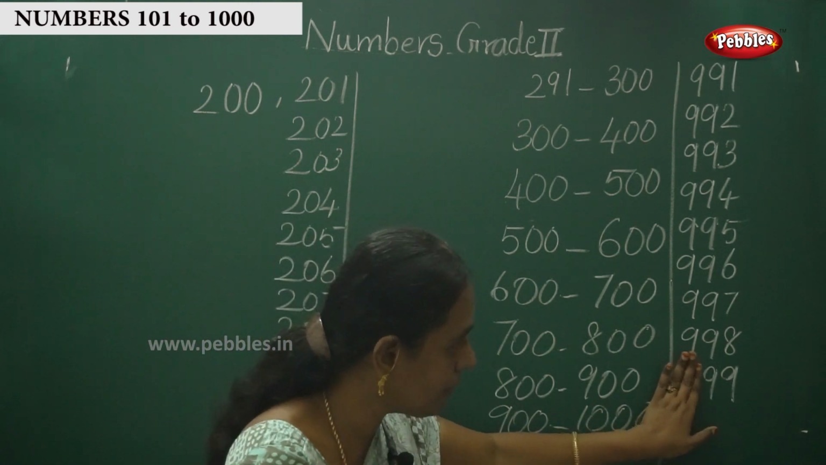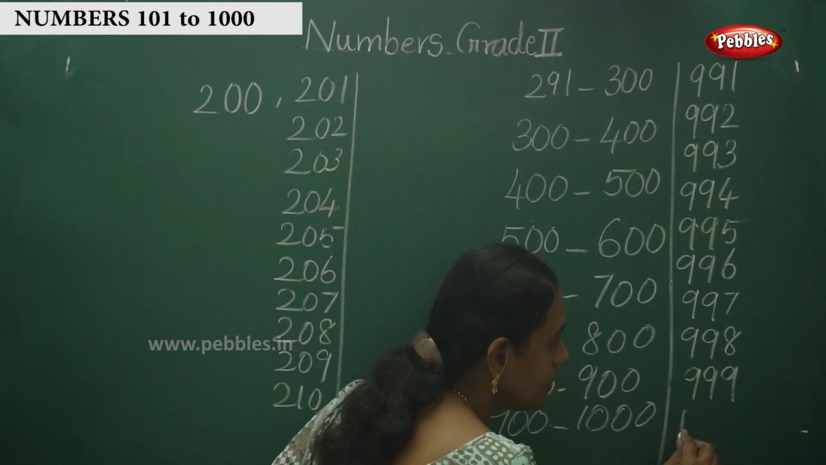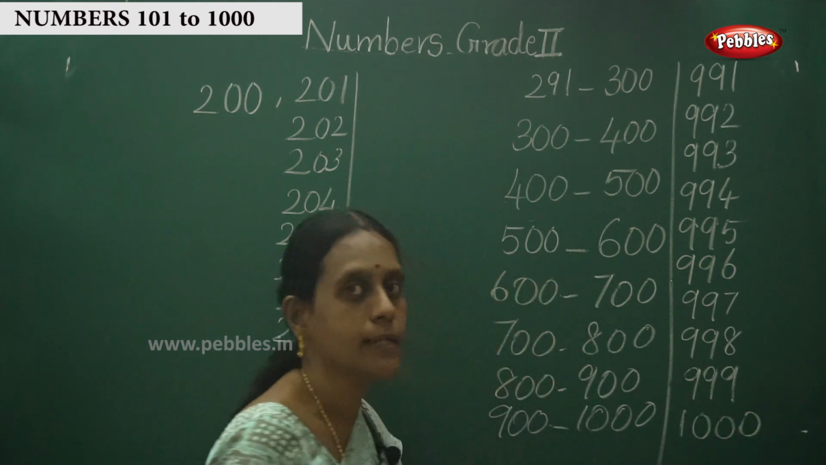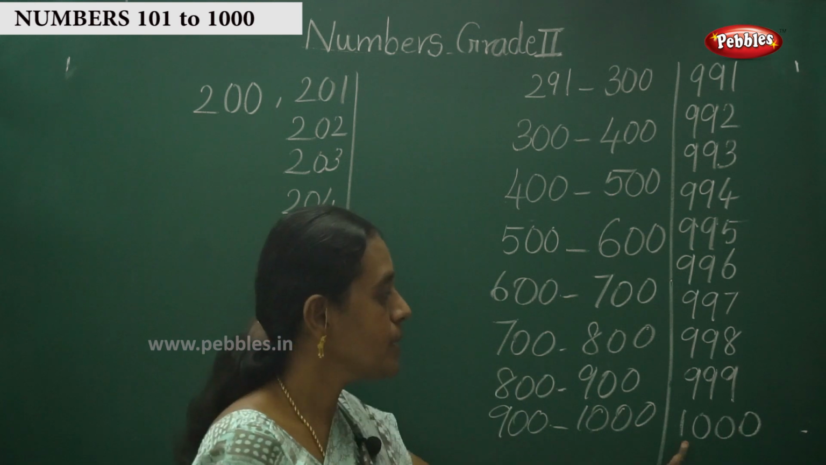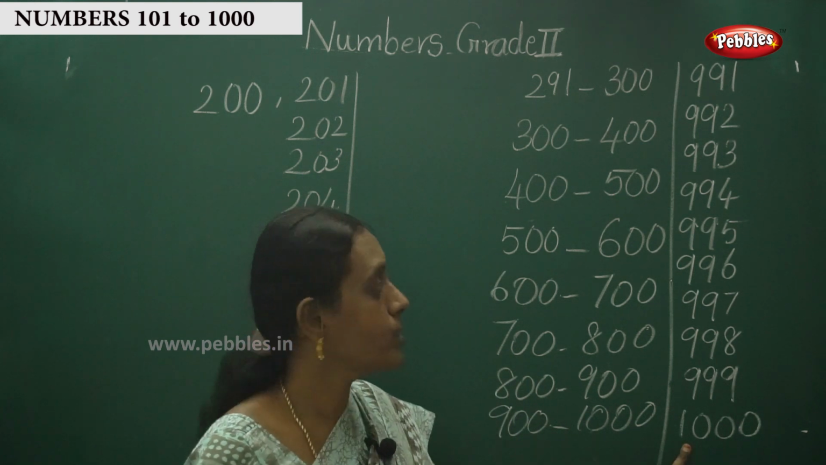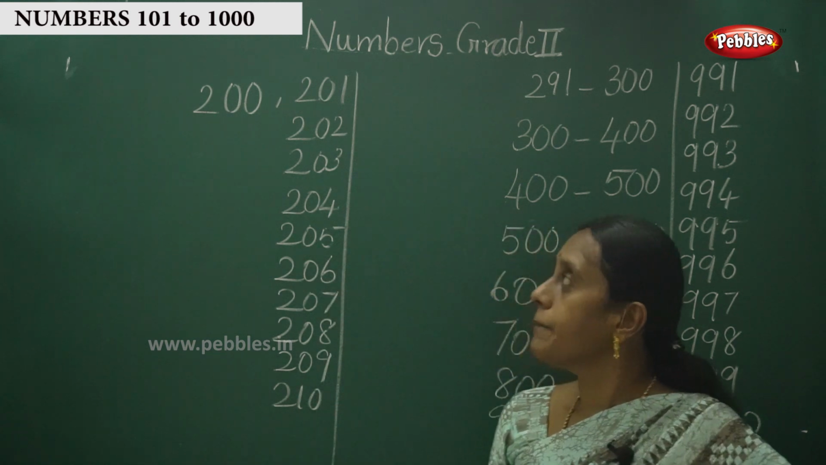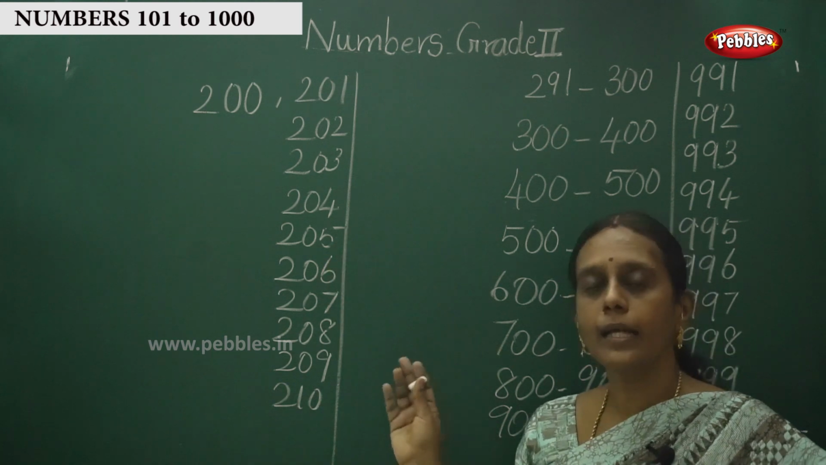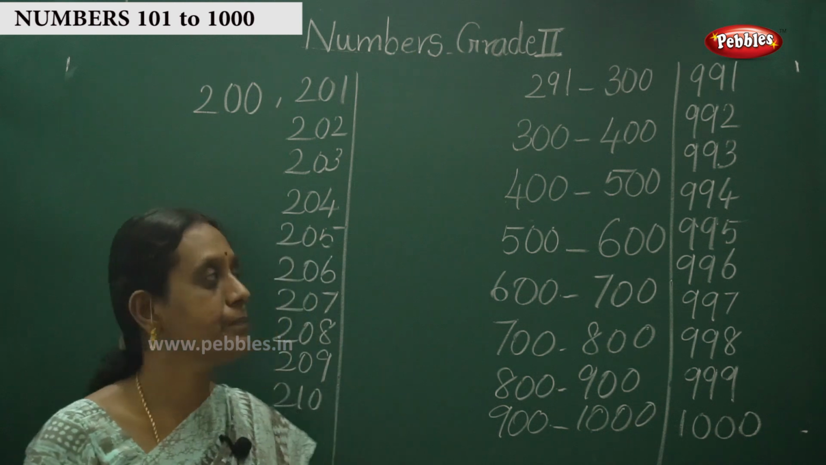After 999, what number should come? 1000. Here when 1000 comes, you have to put the extra zero. This is 1000. This one is 1000. That is a 4 digit number. Okay children, thus we discussed our numerals from 100 to 1000, how to write 200 and up to 1000. That's the 4 digit number. Okay.